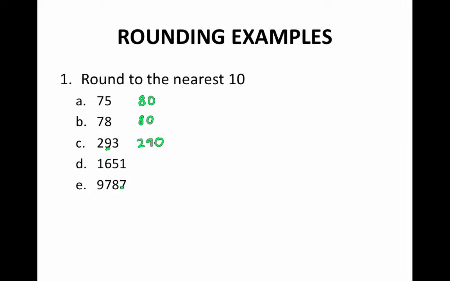Okay, I want you to pause the video, and on your notes, round these last two numbers to the nearest tens. Once you do that, press play and check your answers with mine. Okay, welcome back. For D, I got 1,650, and then for E, I got 9,790.